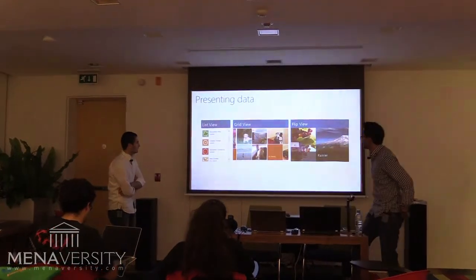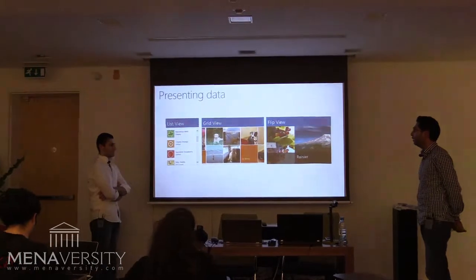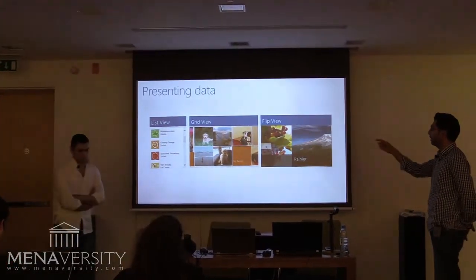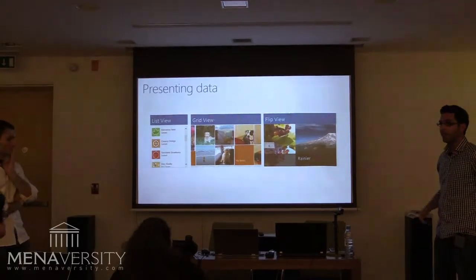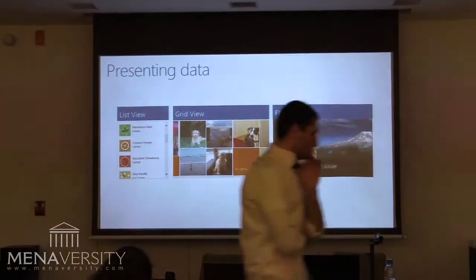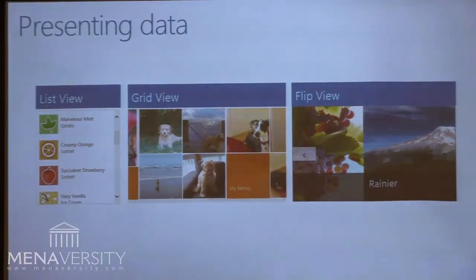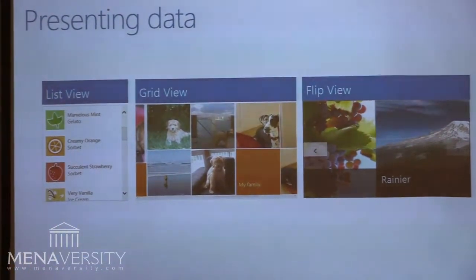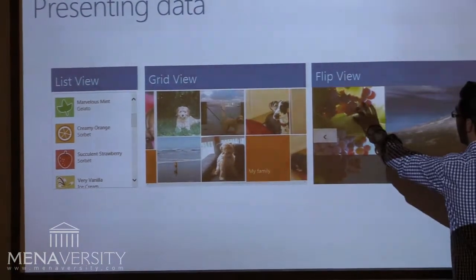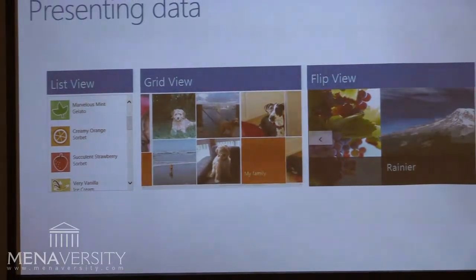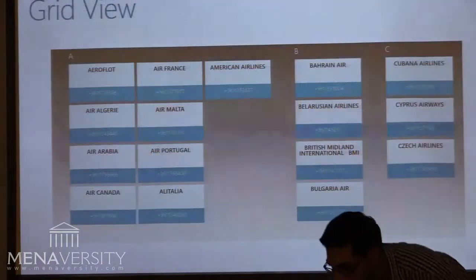So, as you can see now, we have different controls for presenting data. Mainly, we use the list view, the grid view, and the flip view. The list view displays data in a vertical order. The grid view has this horizontal navigation, and also the flip view, where we have one data displayed in smaller proportion than the other.